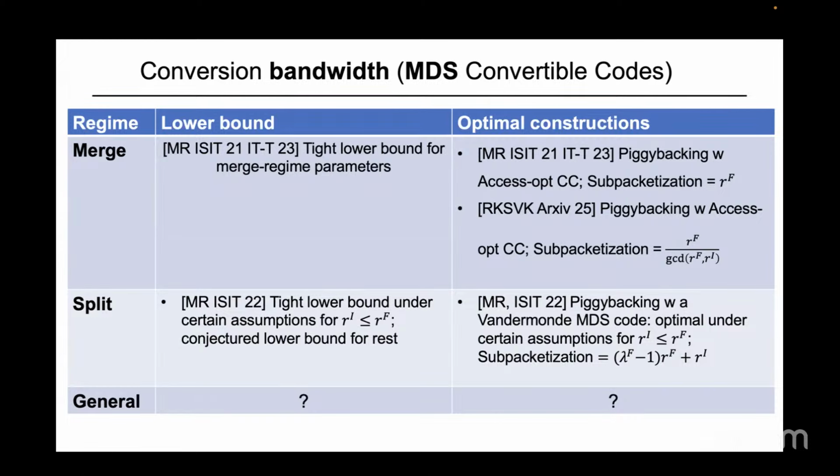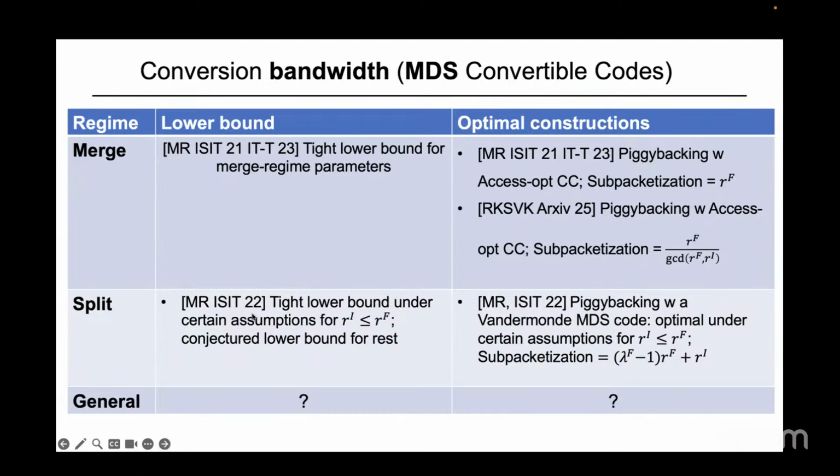Okay, now this was on the merge side, and the second row here is on the split. On the merge regime for conversion bandwidth, it's a fairly complete picture, but maybe there is further improvement possible in subpacketization. It's unclear, so we don't know what's the best, but I think under certain assumptions, this paper shows that this is the best possible.